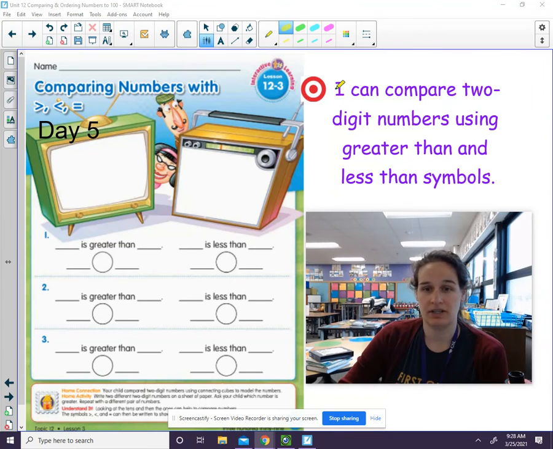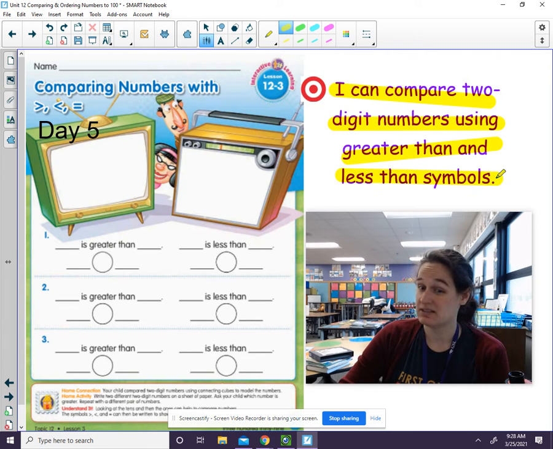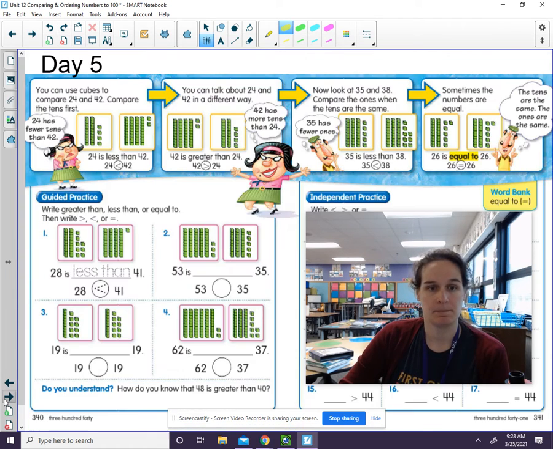Our learning target is: I can compare two-digit numbers using greater than and less than symbols. So we'll be using those words, greater than and less than, a lot today.